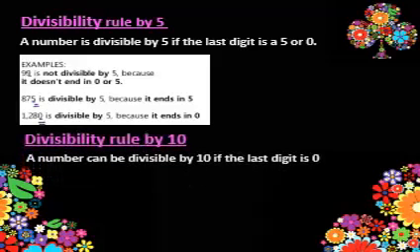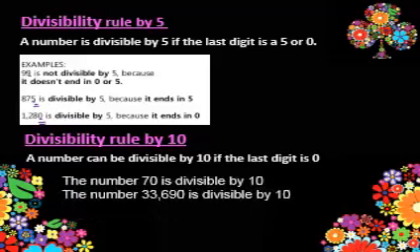Now the divisibility by 10. We say that a number is divisible by 10 if the last digit is 0. So the number 70 is divisible by 10 because the ones digit is 0. 33,690 is divisible by 10 because the ones digit is 0. Also keep in mind that a number is divisible by 10 if it's divisible by 2 and 5 at the same time, because the number should be even and divisible by 5, so the only common ending between them is 0.